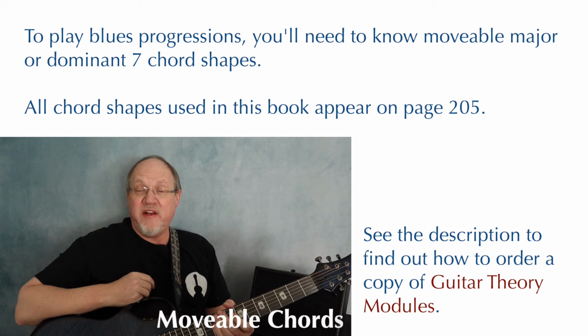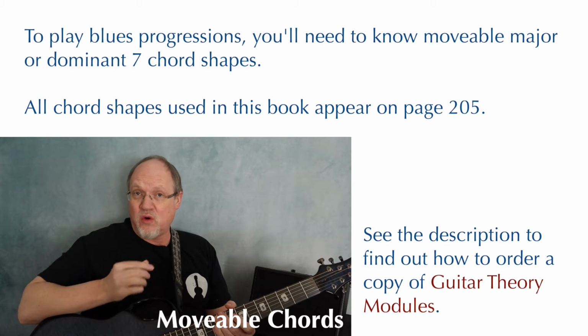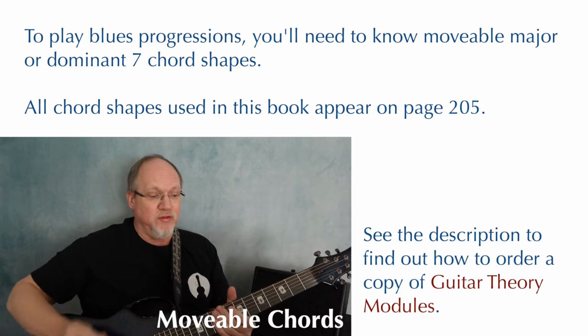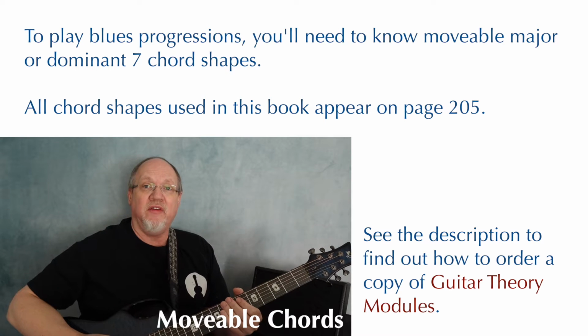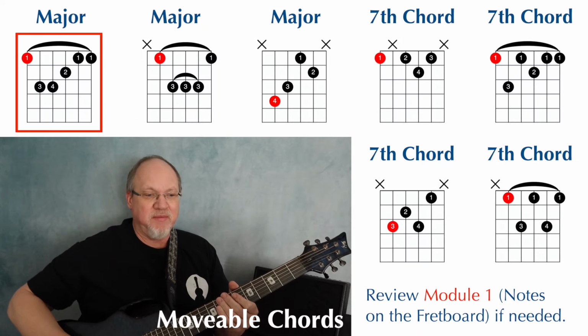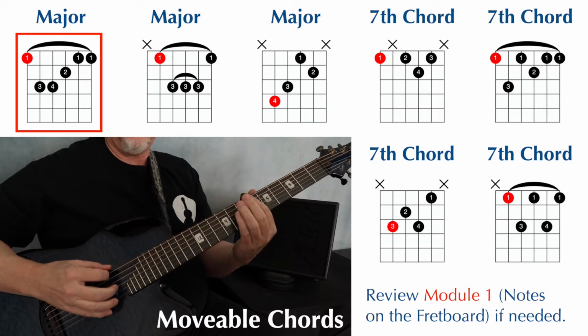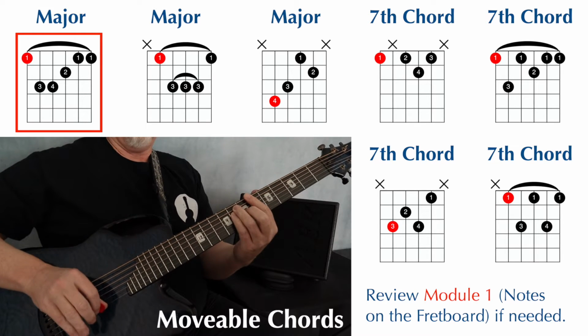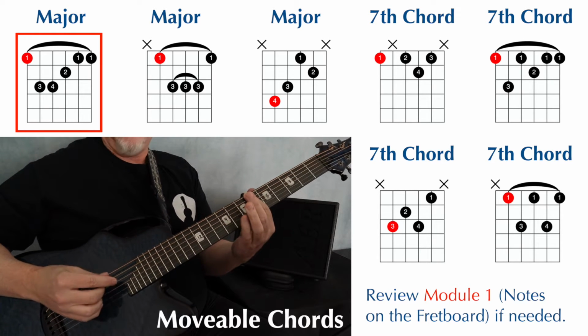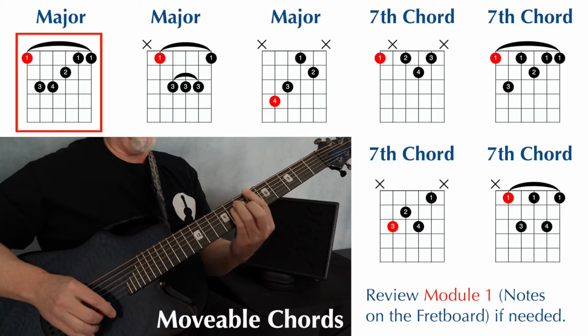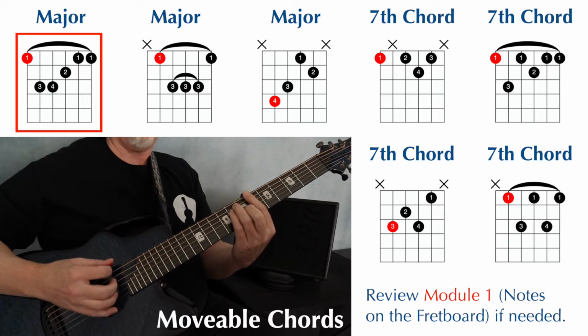For this lesson, you need to know how to play some movable major or dominant 7th chord shapes with root notes on the 5th string and on the 6th string. This is a major shape that you can use with the root on the 6th string. That's a B flat major that I'm playing because I'm placing the root of that shape on the low B flat, string 6, fret 6.